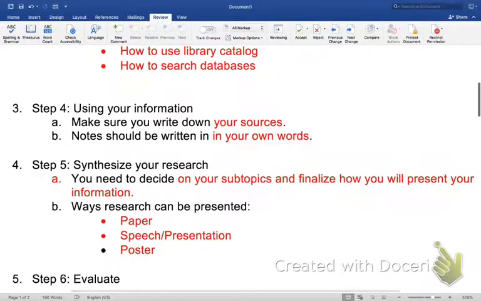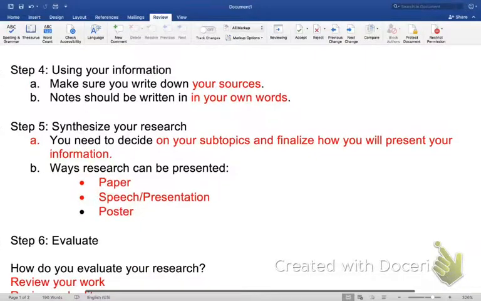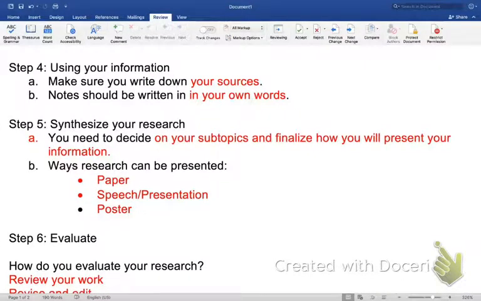Next, you're going to synthesize your research process. You're going to put all those pieces together, but before you can do that, you need to decide on your subtopics and finalize how you're going to present your information. Those subtopics will help you come up with a theme for your presentation.